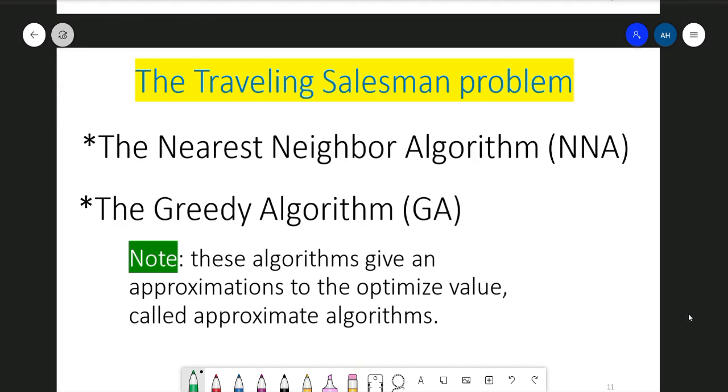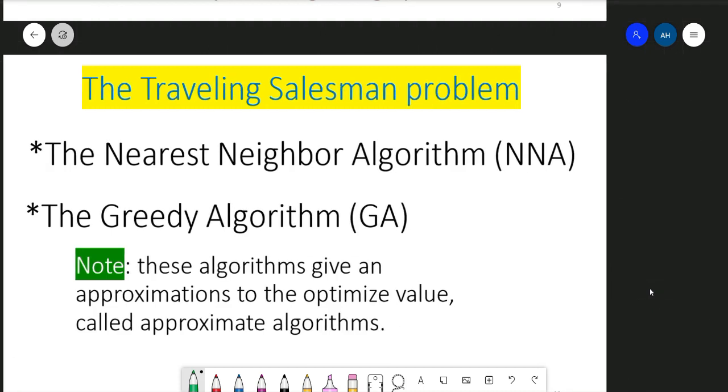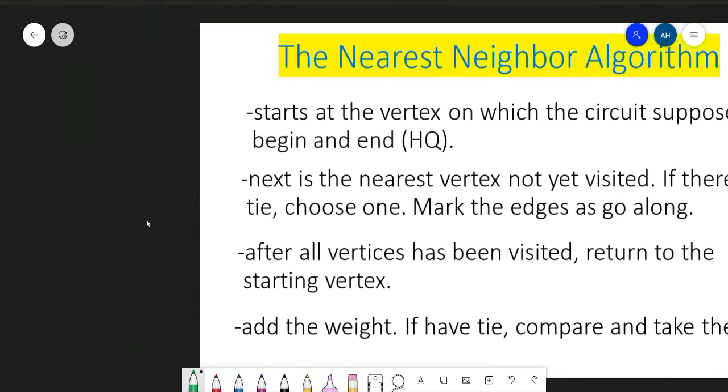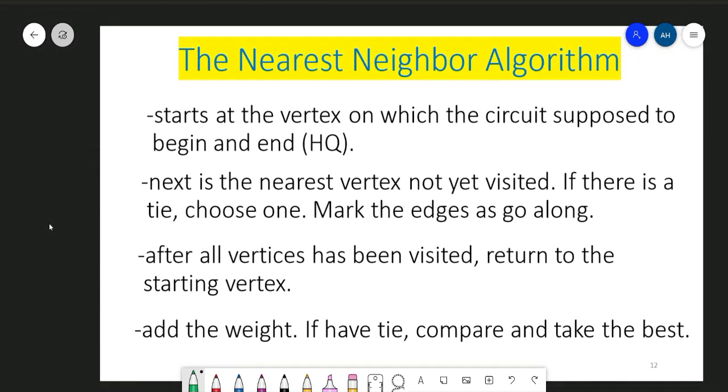So these are the two methods that we are going to discuss in this video. But in this particular video, we are going to discuss the first one, the nearest neighbor algorithm, NNA. So these are the steps that we have to follow in order to use the nearest neighbor algorithm.